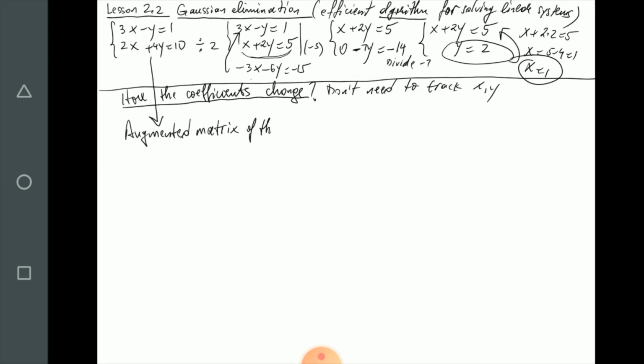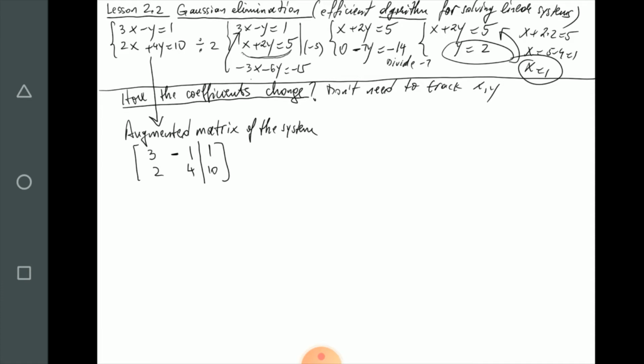of the system. The augmented matrix of the system is simply a table of values with just the coefficients. So I know that x is in the first position, y is in the second position. So let's just write the coefficients, 3, minus 1, 2, and 4. And the right-hand side of the equality, so that I don't confuse it with the left side, let's just write it after a vertical bar. That's one convention of notation. So my original system can be summarized by looking at the coefficients of this augmented matrix.